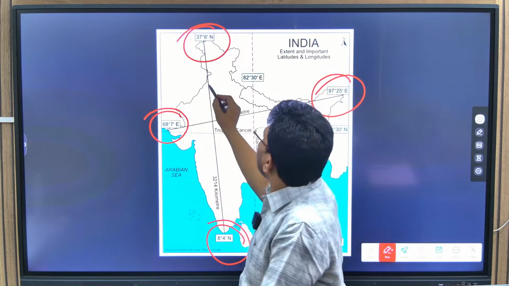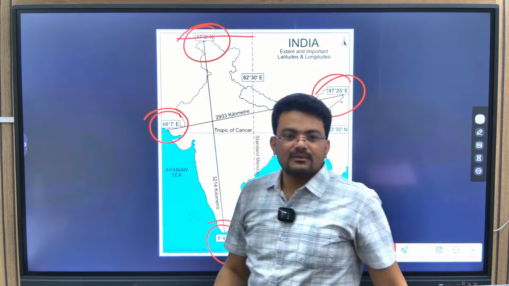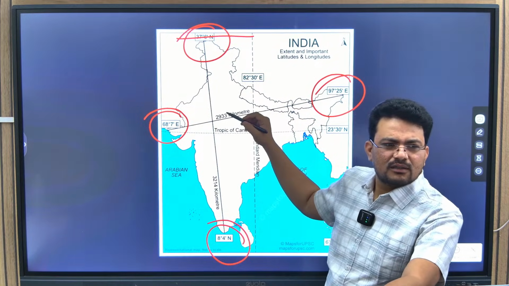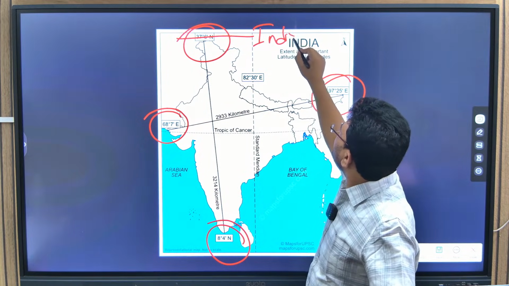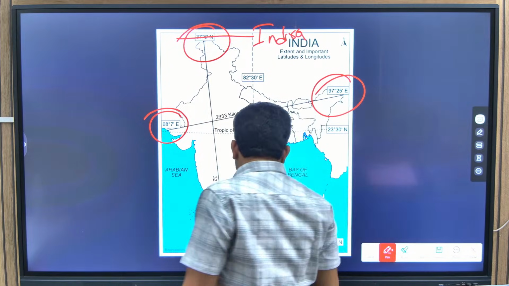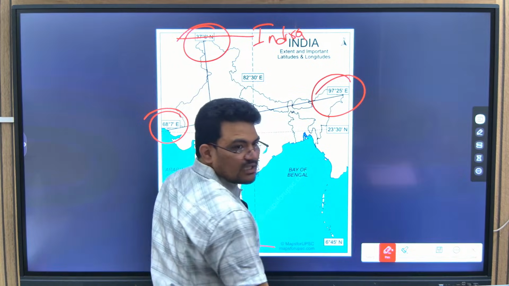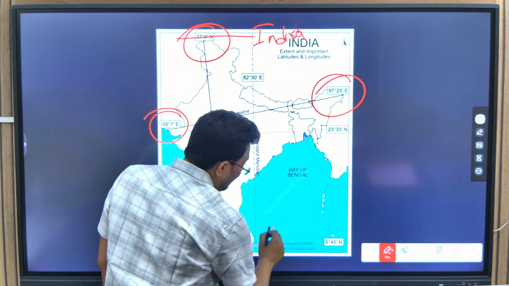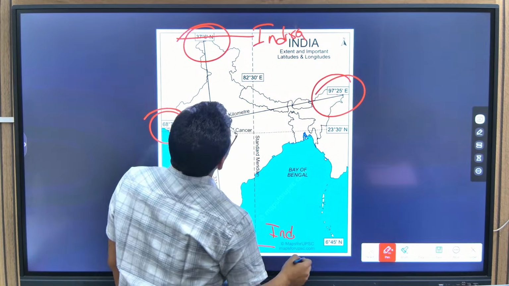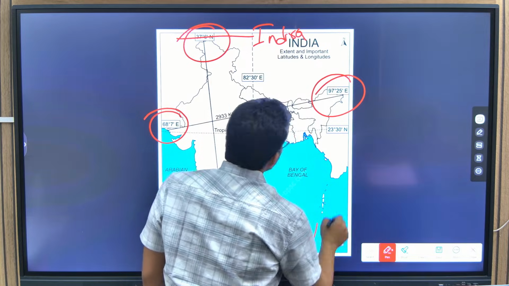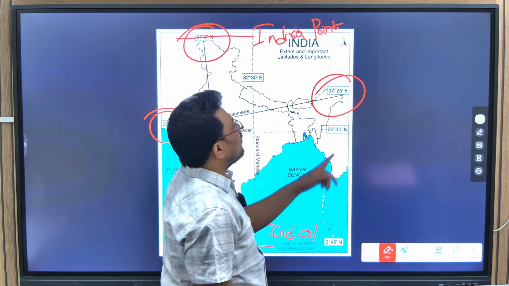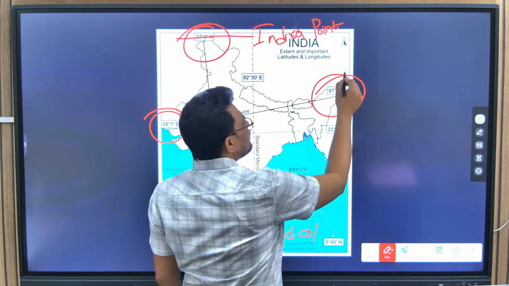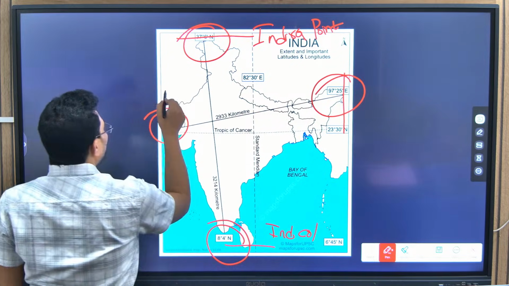Now, what is the northernmost point of India? Indira Point. And what is the southernmost point? Indira Col. So this is Indira Point and this is Col. What is the easternmost point? Westernmost point.